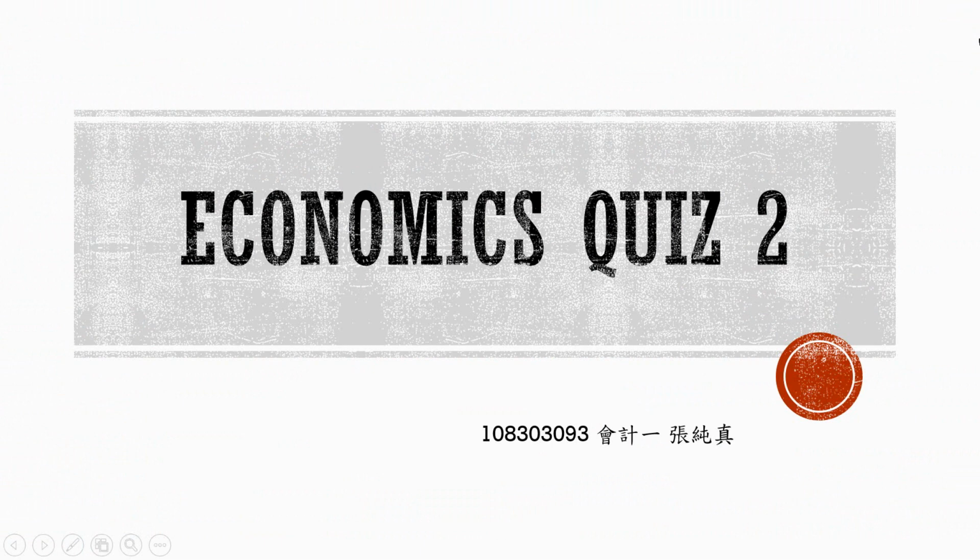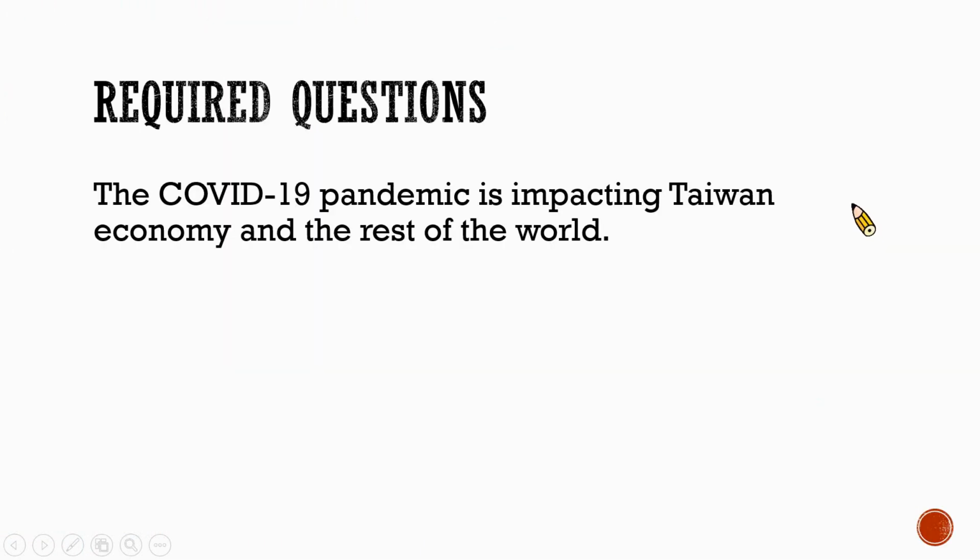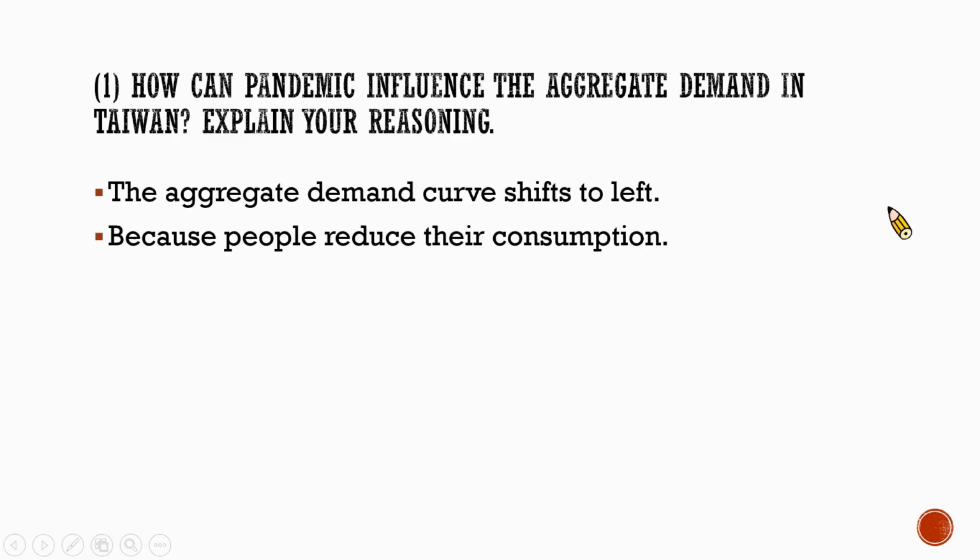Today I'm going to answer the questions of economics quiz 2. The first question is about COVID-19. The COVID-19 pandemic is impacting Taiwan economy and the rest of the world. How can pandemic influence the aggregate demand in Taiwan? The COVID-19 pandemic will decrease the demand in Taiwan and shift the aggregate demand curve to left.